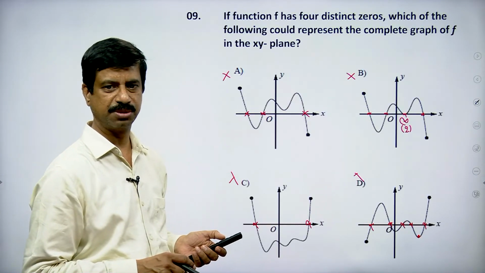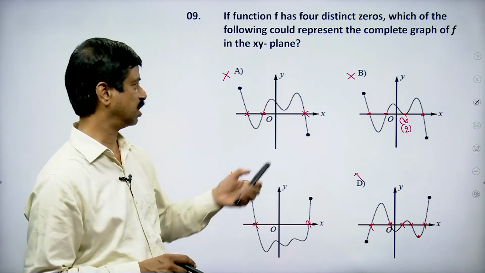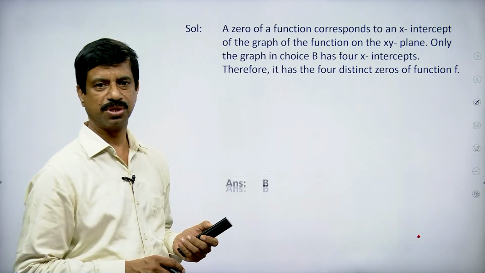B, he says. What is B? No, 1, 2, 3, 4. No, that has 2 values. Leave it. So now, next question.